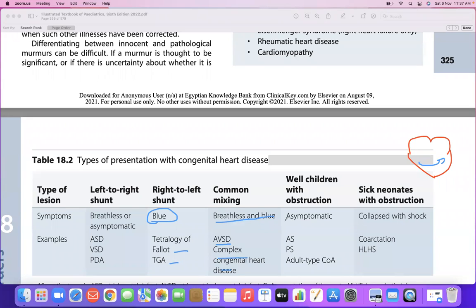Well children with obstruction, as I told you, can be asymptomatic as long as the aortic stenosis and pulmonary stenosis are not critical. They can present at an older age, or it can be an accidental finding when you are auscultating the chest. There can be a murmur and you can send the child for an echo. And it will be adult type coarctation of aorta. But neonates, whoever is critical, will present immediately. Sick neonates with obstruction will be collapsed with shock. It can be coarctation of aorta or hypoplastic left heart syndrome.